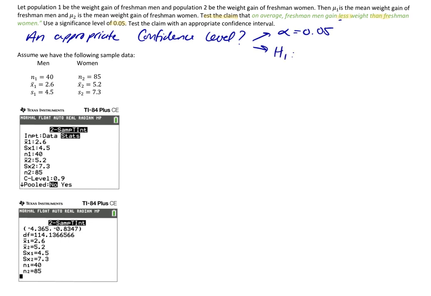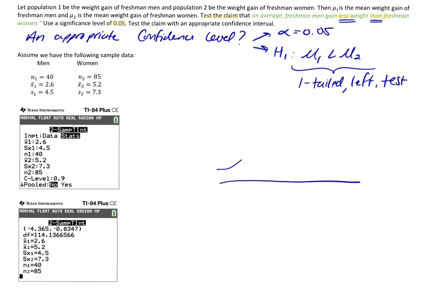So here we want to see if men's weight gain is less than women's weight gain. So that means mu1 less than mu2. And notice that this leads us to not a two tail, this is a one tail left. So this is a one tailed, left tail test. Okay, so what does that look like if we were doing a hypothesis test?